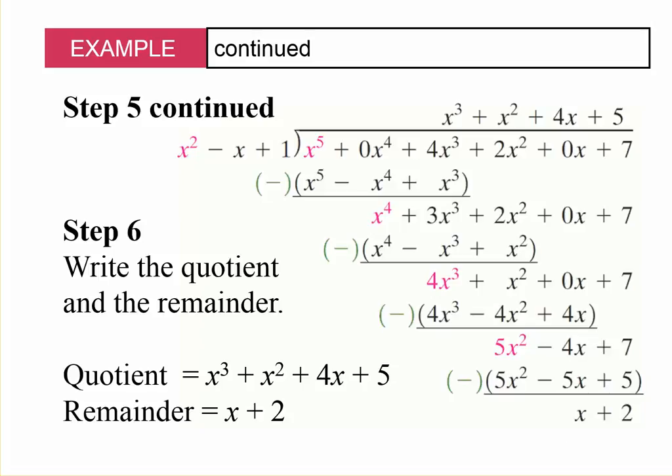All right, I'll give you guys the answer here. Look up when you're done, or look up if you're stuck. Again, ask me the questions if you need to here, but I got a quotient of x cubed plus x squared plus 4x plus 5. Remainder is x plus 2.